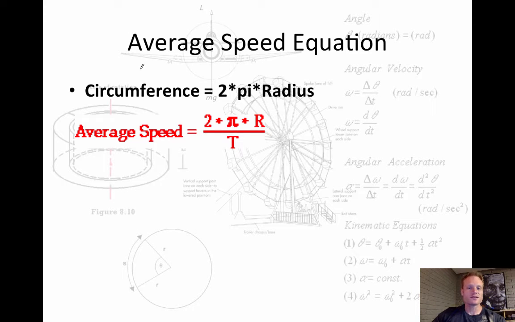The formula for circumference is 2 times pi, which is 3.14, times the radius. So if you want to calculate the circumference of a circle, you would just use this equation here: 2 times 3.14 times whatever the radius is.